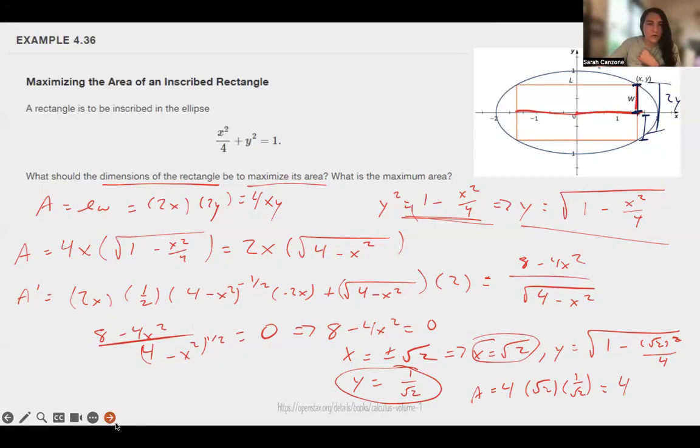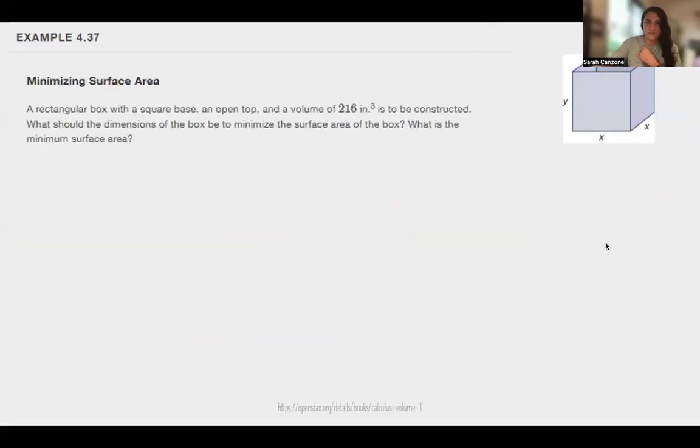All right, I've got one more question for us to go through. Another box question. We love our boxes in calculus. A rectangular box with a square base and an open top, which has a volume of 216 cubic inches, is to be constructed. What should the dimensions of the box be to minimize the surface area? And then what is the minimum surface area?